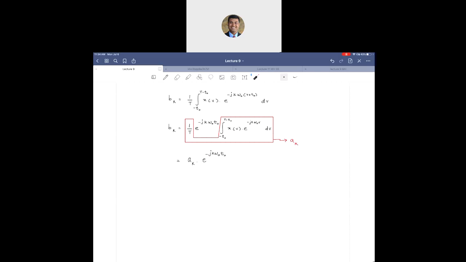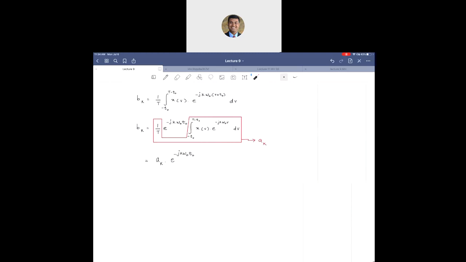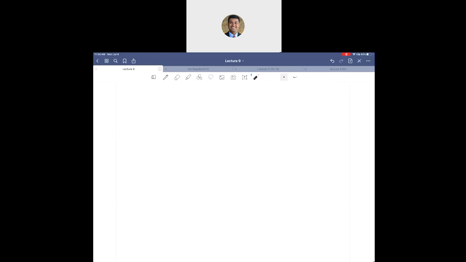All right, so I hope that this proof was helpful. Let's see. I want to next formally talk about the relationship between b sub k and a sub k, specifically in terms of their magnitude and phase. So note, b sub k equals a sub k multiplied by e to the plus or minus jk omega naught t naught. That was what we had for the time shifting property.